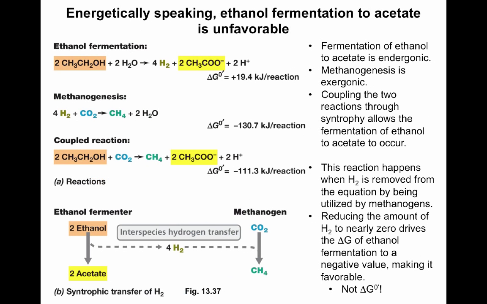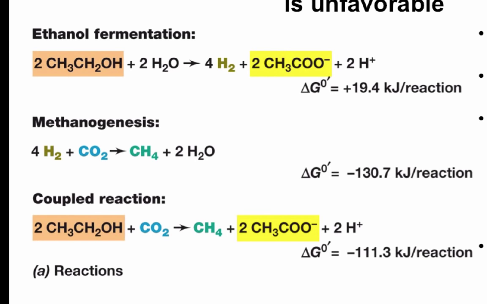Let me show you now as an example the reactions directly and the delta G's that you will have. During ethanol fermentation, you're going to have two ethanol molecules and two water molecules, and that will generate an acetate molecule, four hydrogen and two protons. As you can see, the delta G naught prime of this reaction is a positive 19.4 kilojoules per reaction. That reaction alone is endergonic and therefore non-favorable. Now, methanogenesis, on the other hand, where you have four hydrogen gas and one carbon dioxide generating a methane and two water molecules, is a very exergonic reaction with a delta G of minus 130.7 kilojoules per mole.